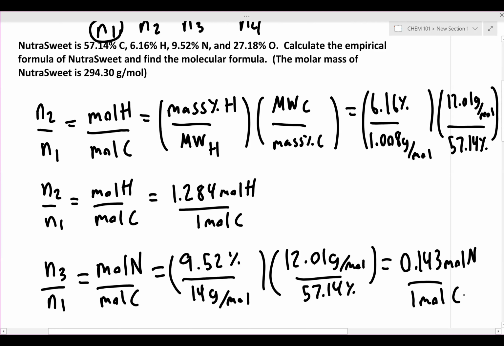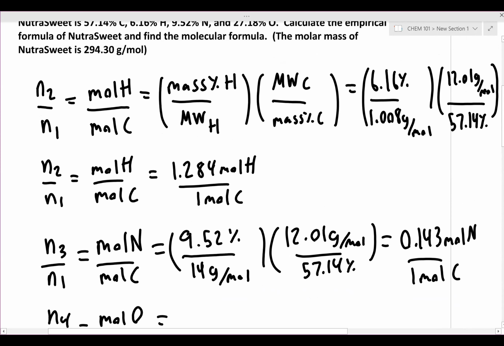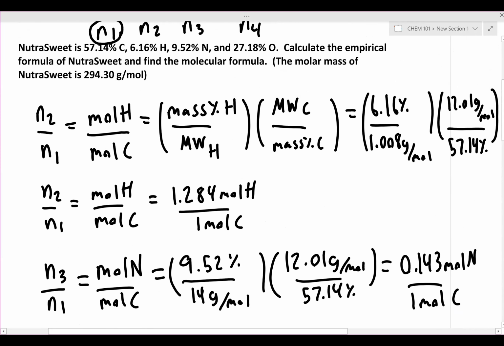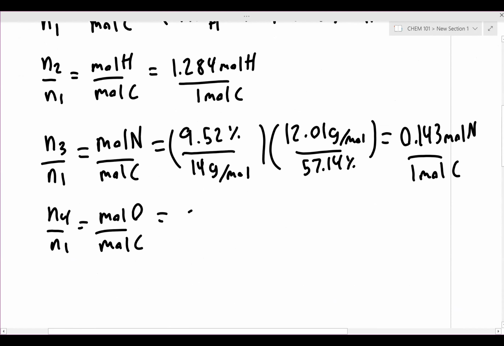Perfect. Let's do our final ratio calculation. So N4 over N1 is equal to the moles of oxygen per mole of carbon. And what is the mass percentage of oxygen in our sample? Yep, 27.18. So then let's plug in 27.18%. And what is the molar mass of an oxygen atom? 16. So we have 16 gram per mole.